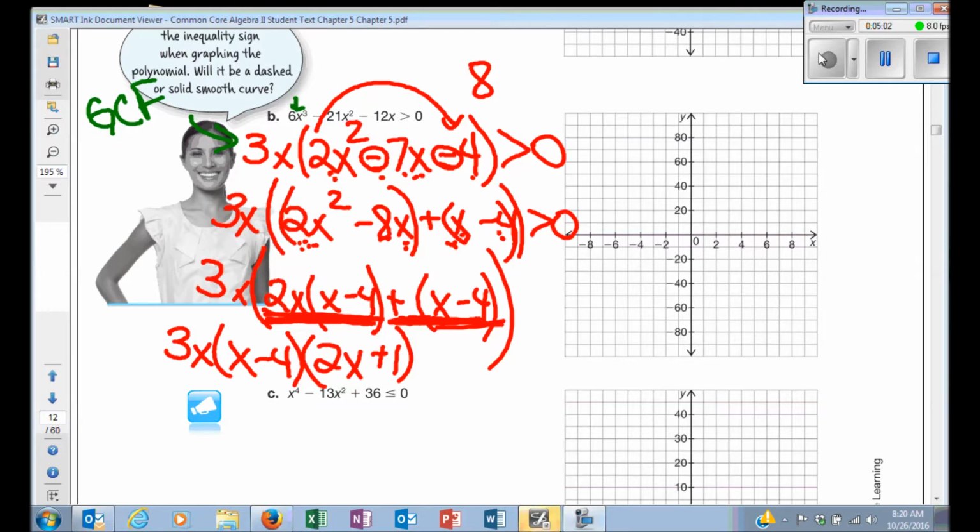Do you see right here? It's like me saying I have x minus 4 times 2x. Isn't that right here? And doesn't this say x minus 4 times 1? Isn't that what's right here? You following me? And this has to be greater than 0.